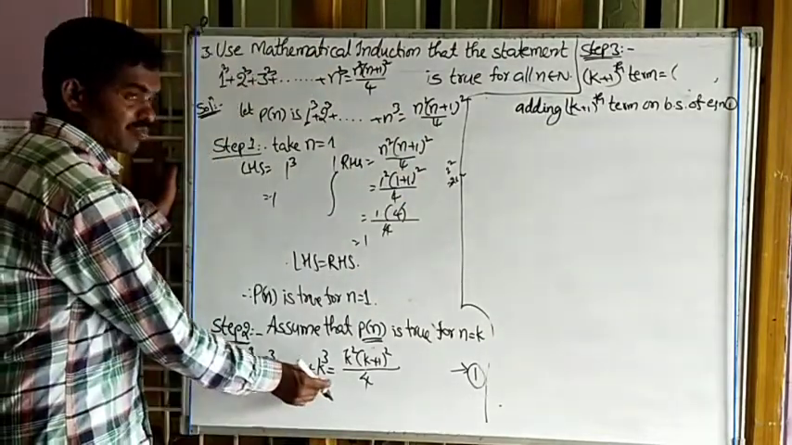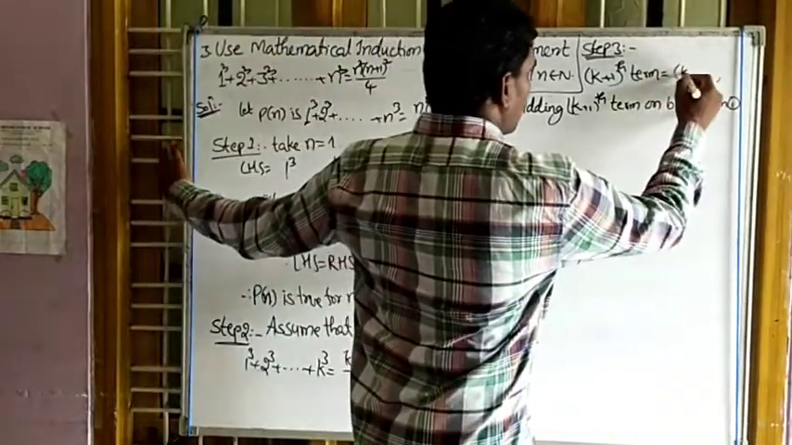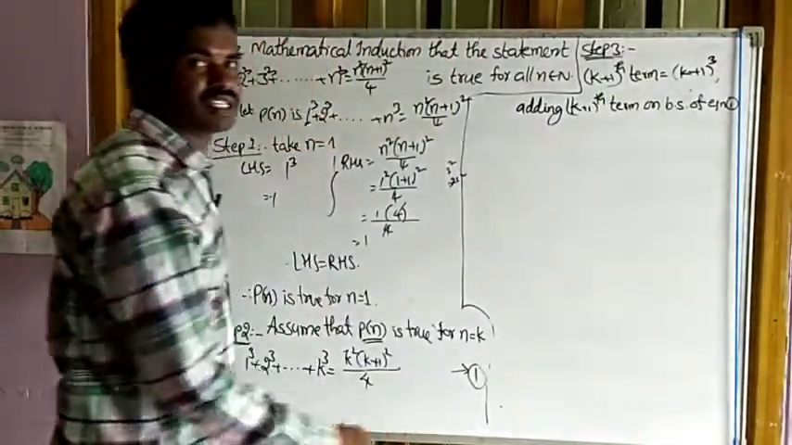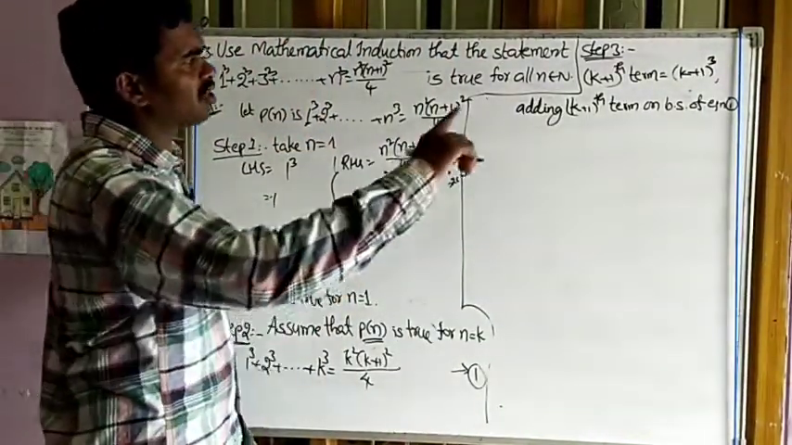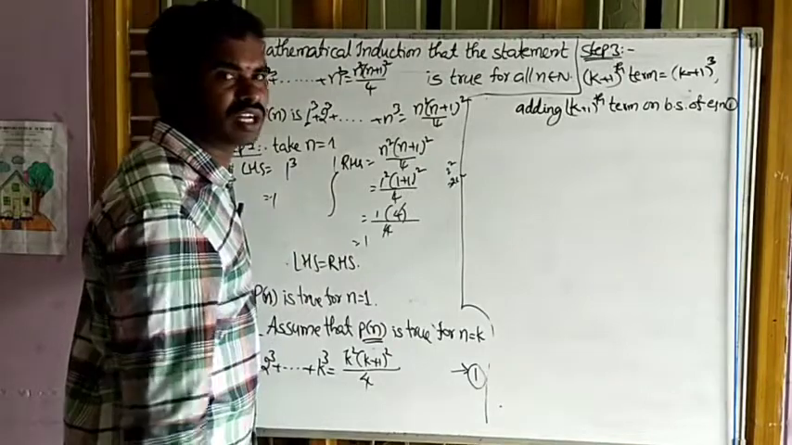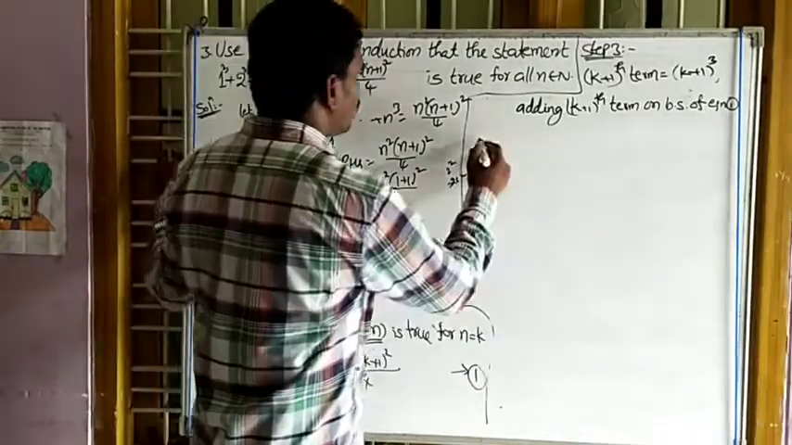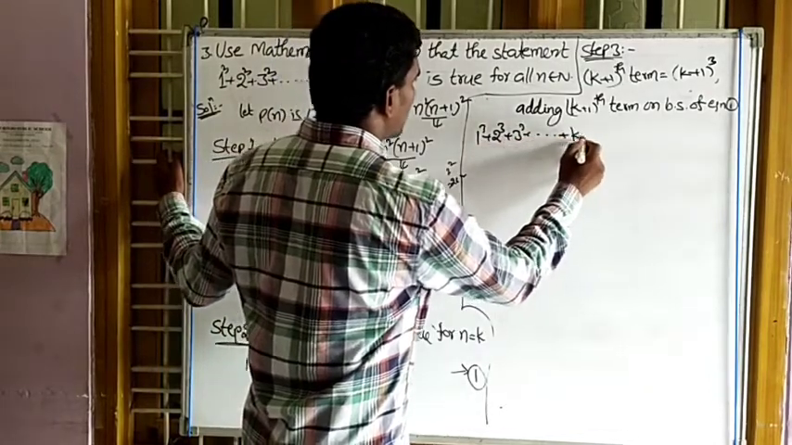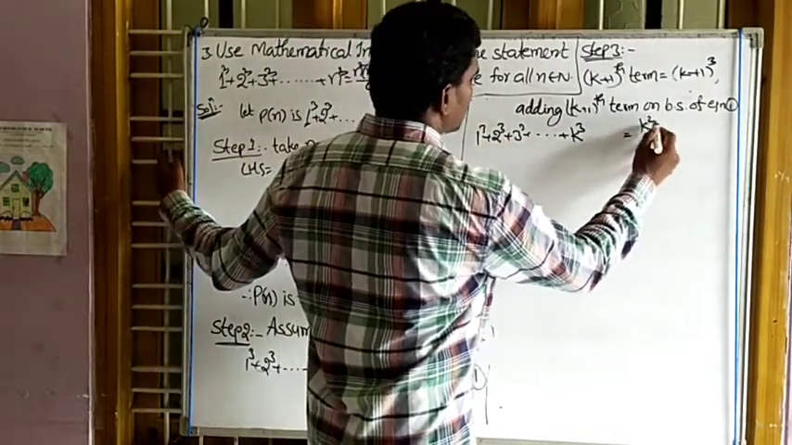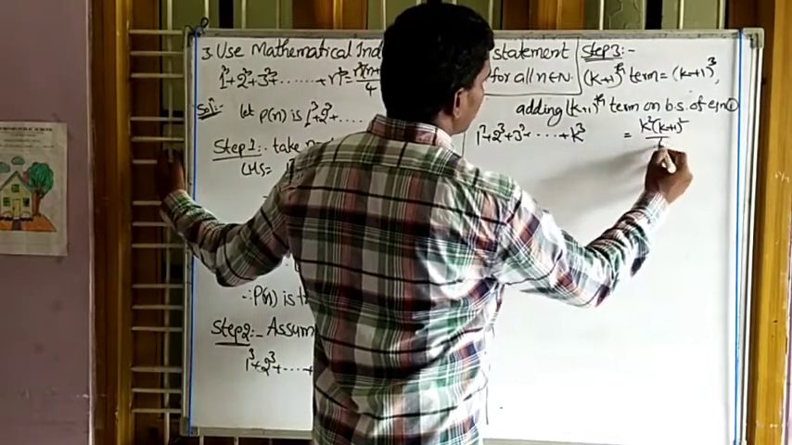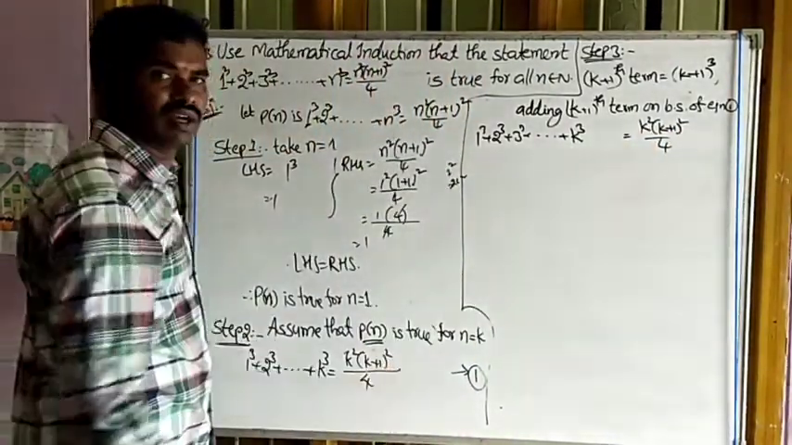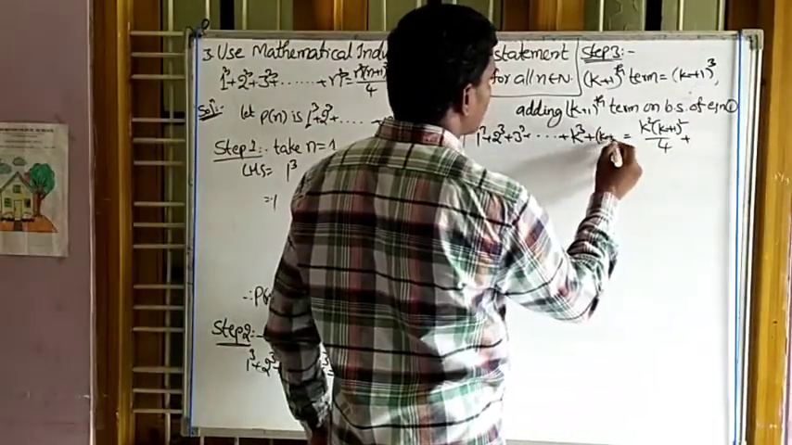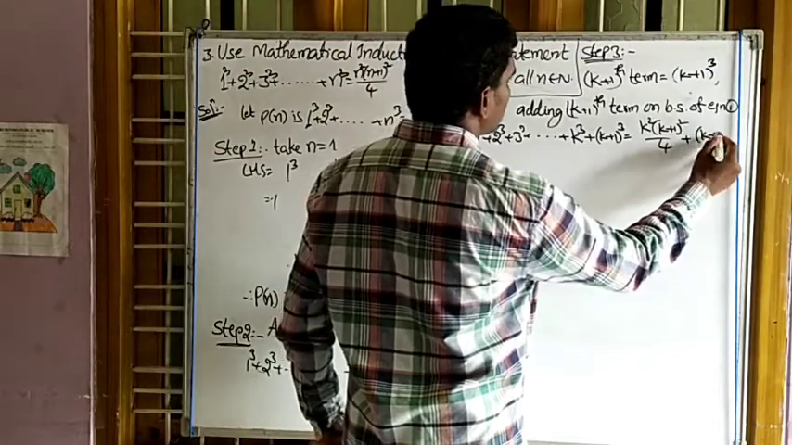This is the kth term. After this comes k plus 1. Here whole cube is there, so k plus 1 whole cube. That is the k plus 1 term. After getting the k plus 1 term, we immediately add the k plus 1 term on both sides of equation 1. So 1 cube plus 2 cube plus 3 cube plus so on plus k cube is equal to k square into k plus 1 whole square by 4. Actually this is equation 1. To this equation 1, on both sides we add k plus 1 whole cube.